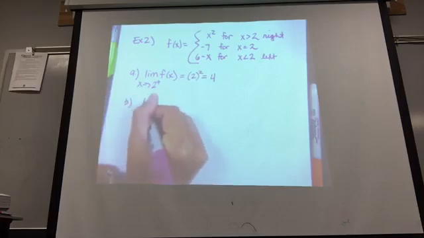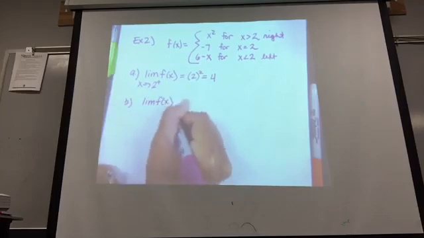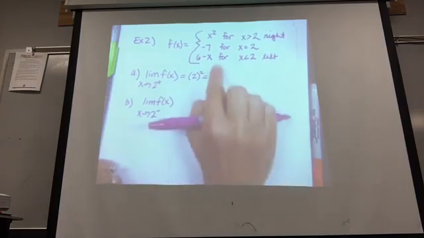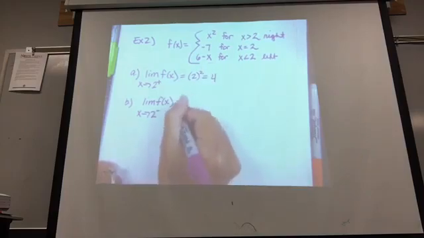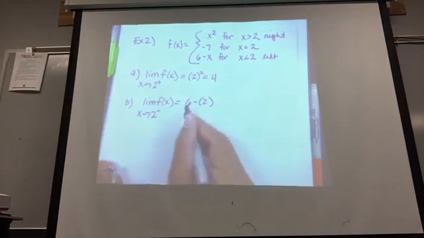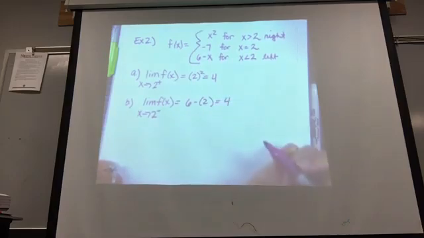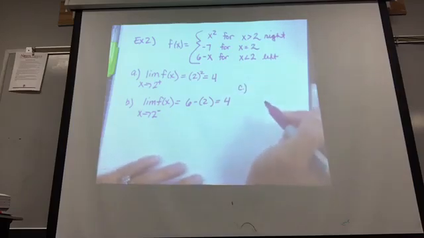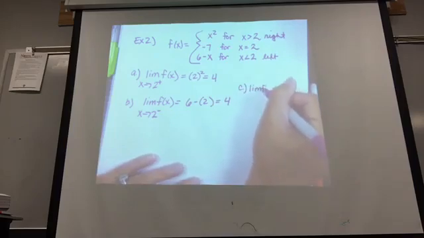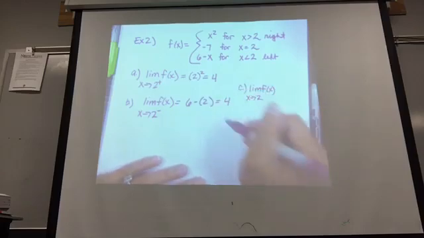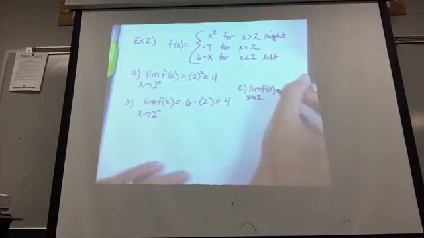And then now for b, we'll evaluate the limit of f of x as x approaches 2 from the left. And I know the expression coming from the left is the last one, 6 minus x. So I'm going to plug in my number 2 to that expression. And 6 minus 2 also gives me 4. And so now for c, the limit of f of x as x approaches 2, I know will equal 4, since that's what both my left and right side equal.